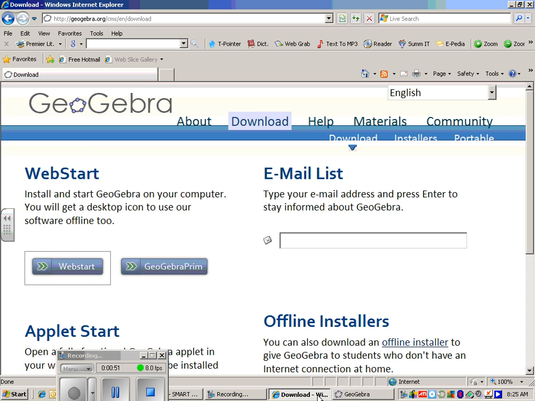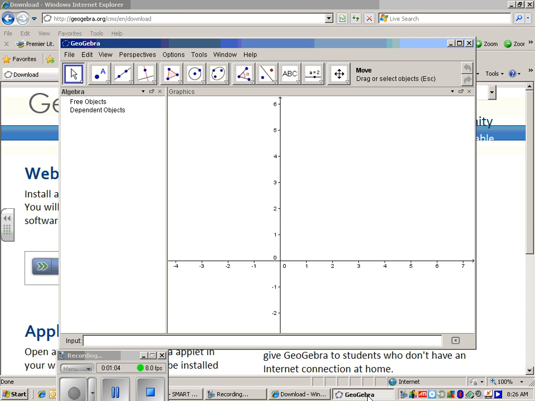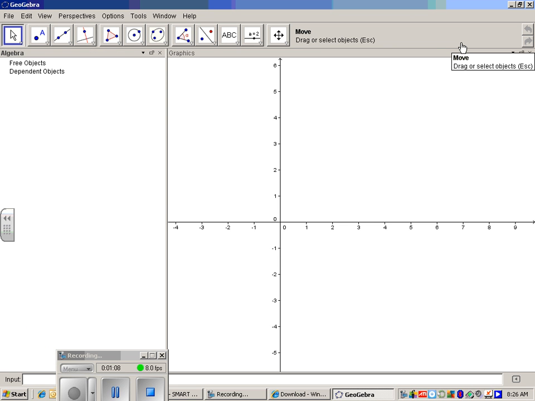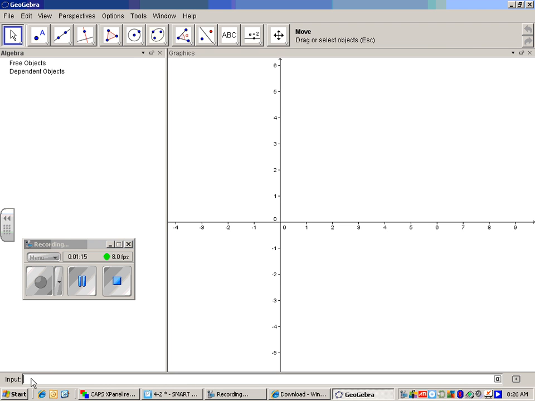geogebra.org/webstart, put in the /webstart, that'll be the quickest way to get it to download, and then you will see a screen like this. When your screen comes up, you click on this web start button and you'll get something that looks like this. Okay, down here in the bottom where it says input, this is where you're going to type your equation.